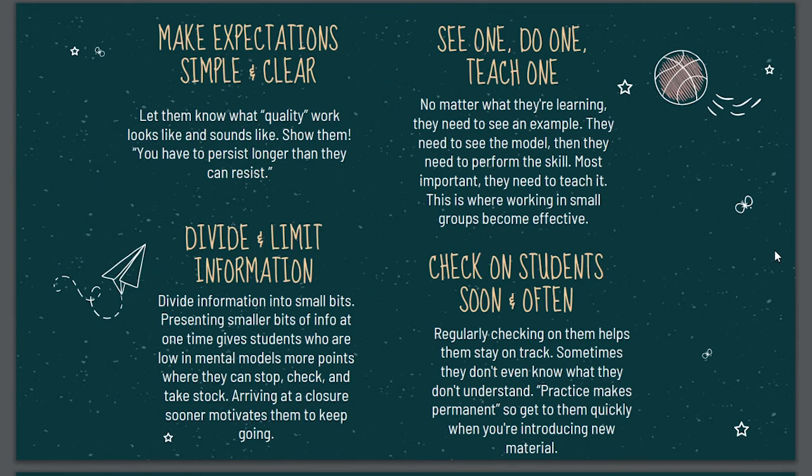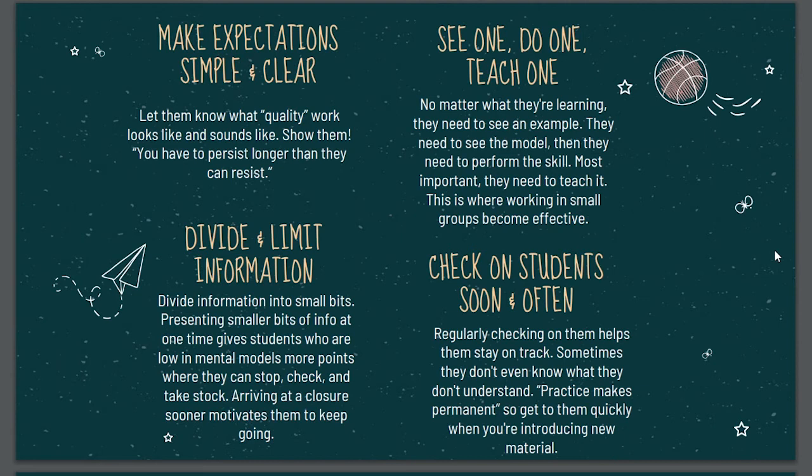Again, see one, do one, teach one is a great strategy as well. No matter what they're learning, they always need to see an example. They need to see the model, then they need to perform the skill. And I bet some of you as adults are more what we call visual learners. I know for me too, I need to see what something looks like before I put it together. So instruction manuals aren't really very helpful to me until I can see what the thing is supposed to look like after I put it all together.